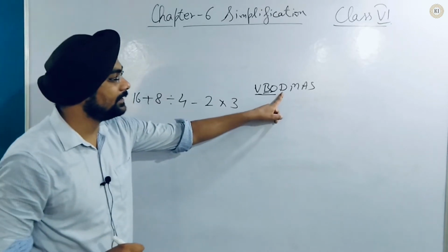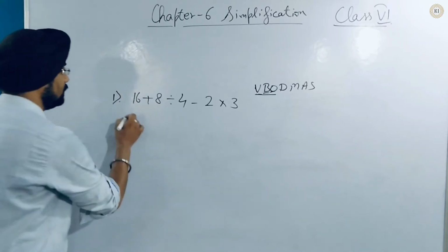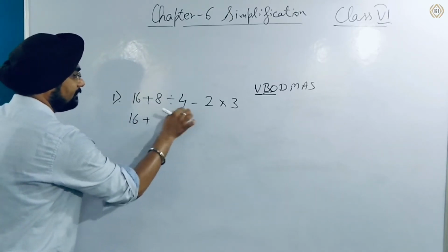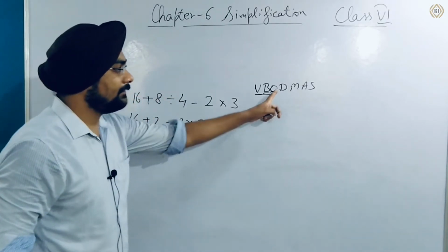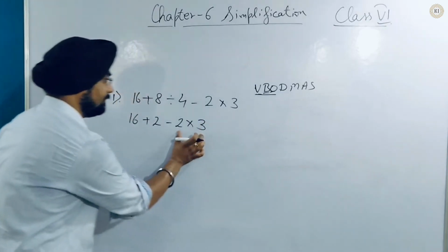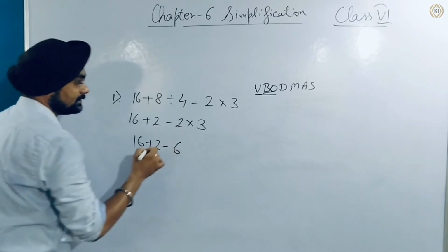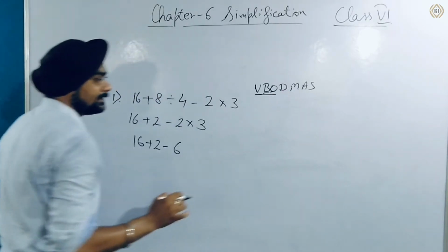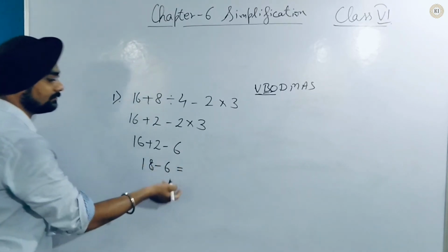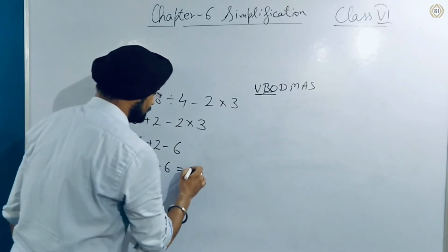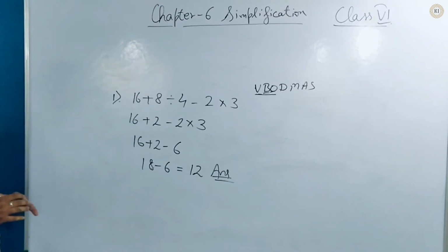Now come to D. D stands for divide. First of all we will solve the division according to the rule. So 16 plus 8 divided by 4 will be 2, minus 2 into 3. After divide it will be multiply, so we solve the multiplication: 16 plus 2 minus 2 times 3 is 6. After multiply you will find the addition: 16 plus 2 is 18, minus 6. At the last you will find subtraction, and 18 minus 6 will be 12. So we will get the result as 12.